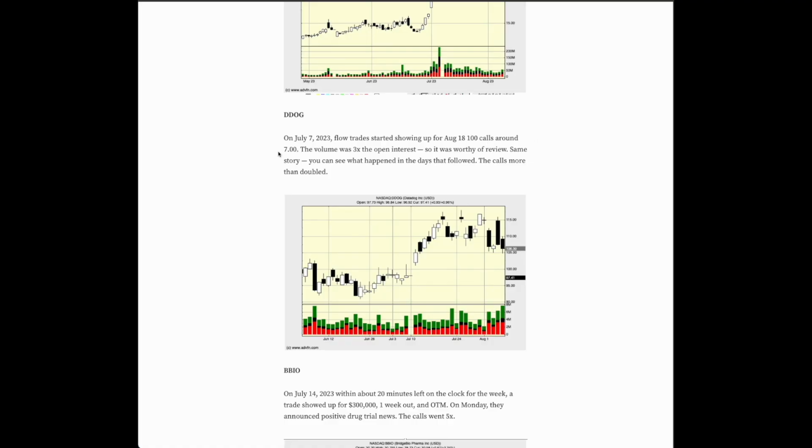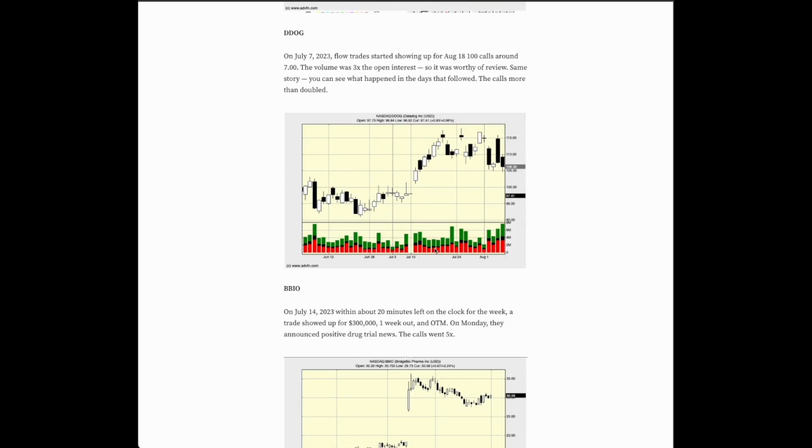Datadog, similar. There was trades started showing up July 7th, which was right in this range right here. The volume was 3 times the open interest, similar to some of those trades that I just demonstrated a few minutes ago. And you can see how this went as well. And again, it was just a few days before it really started taking off. It showed up in the flow.